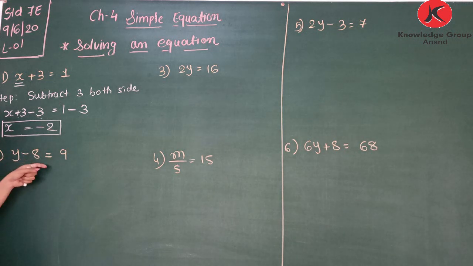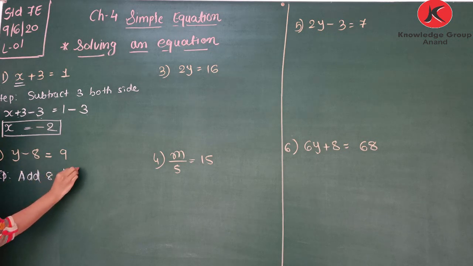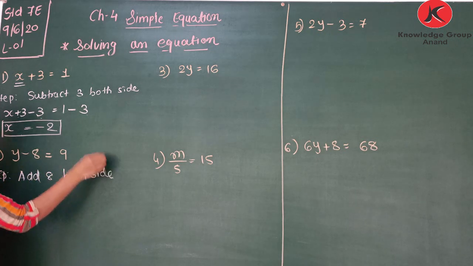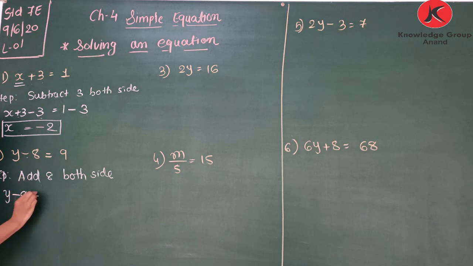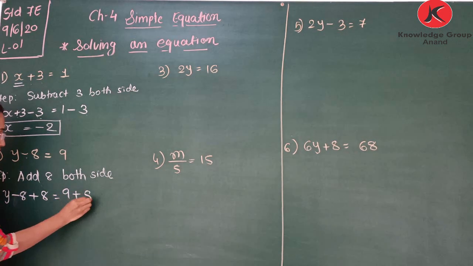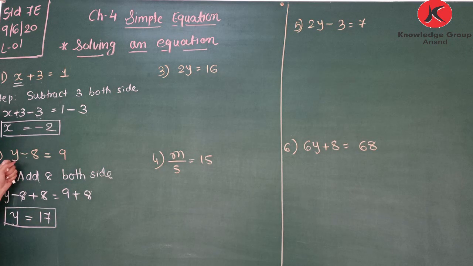So here 8 is in subtraction. To remove this, we need to add 8. So the step is add 8 both sides. It means if it is addition, subtract the number. If it is subtraction, add the number. So y minus 8 plus 8 is equal to 9 plus 8. Minus 8 plus 8 cancels, so y is equal to 17. So this will be your answer. If you write the value of y here, 17 minus 8 will be 9.